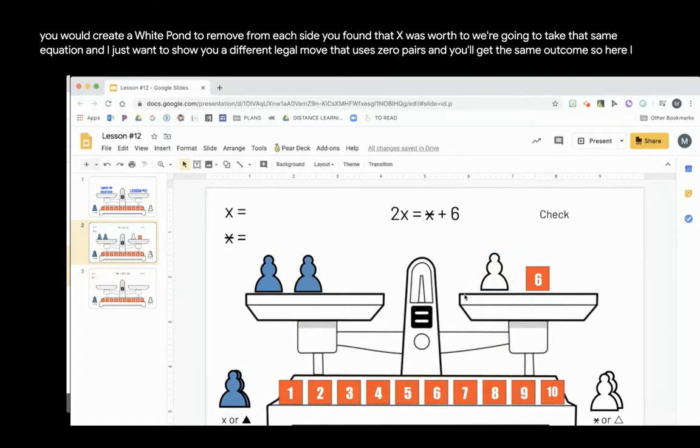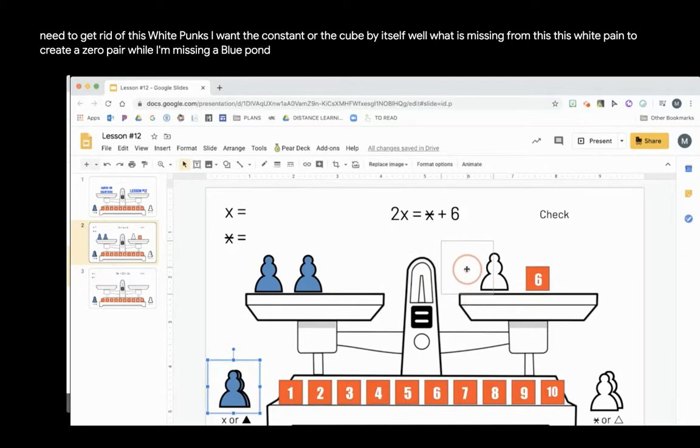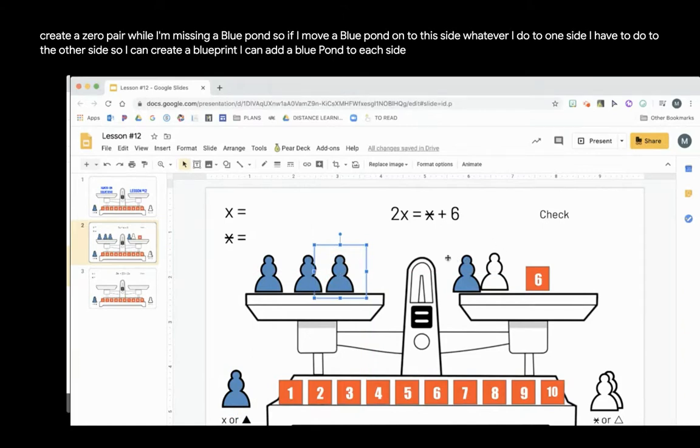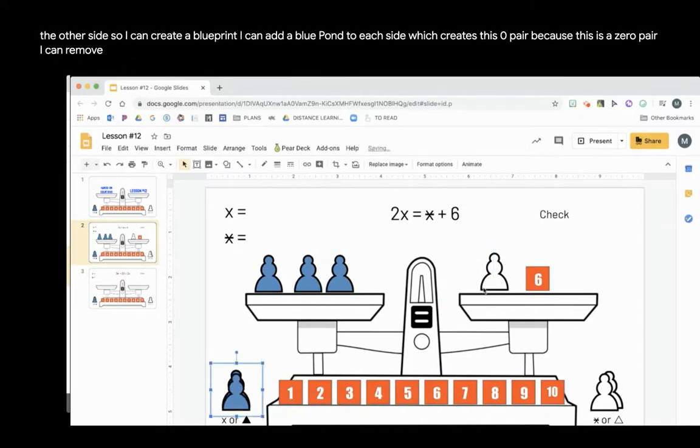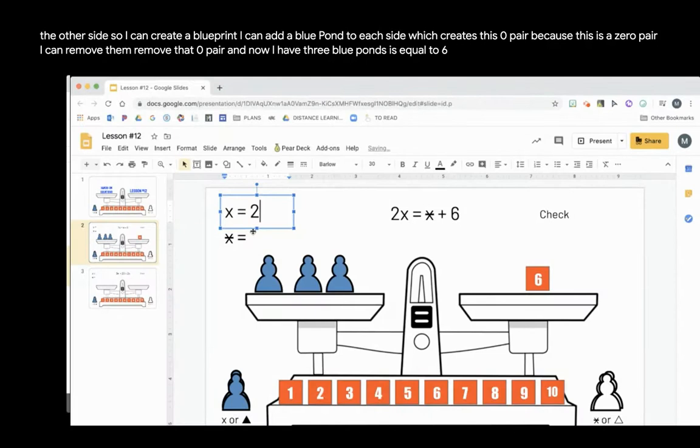So here, I need to get rid of this white pawn because I want the constant or the cube by itself. Well, what is missing from this white pawn to create a zero pair? Well, I'm missing a blue pawn. So if I move a blue pawn onto this side, whatever I do to one side, I have to do to the other side. I can add a blue pawn to each side, which creates this zero pair. Because this is a zero pair, I can remove that zero pair, and now I have 3 blue pawns is equal to 6. And so x is 2 and star is -2.